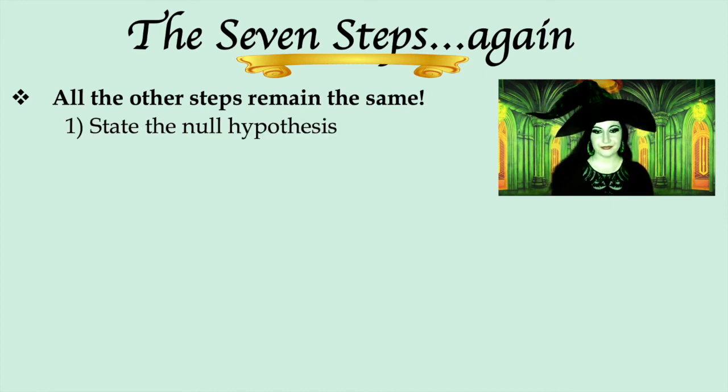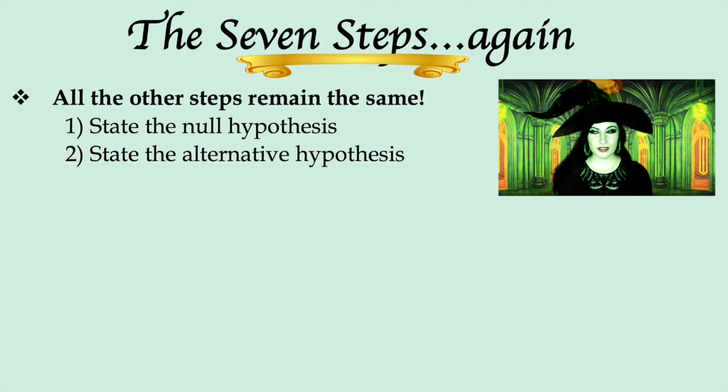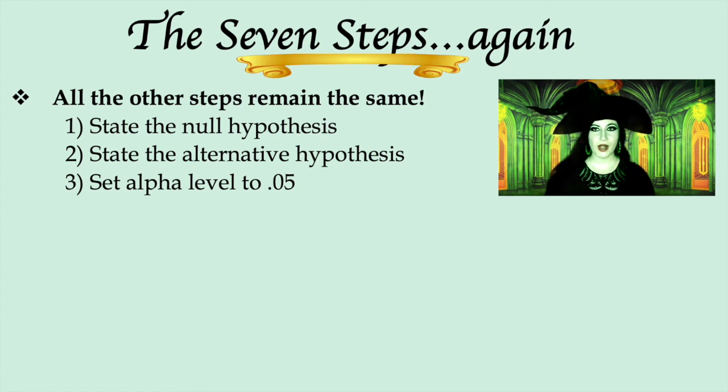So once you've identified if your design is independent or dependent, the rest of the 7 steps stay the same. The first step is to state the null hypothesis. Remember, the null hypothesis says that there are no differences between the sample of mean 1 and the sample of mean 2. The alternative hypothesis, which is step 2, says the exact opposite. So my alternative hypothesis would be that there are significant differences between the measure of sample 1 and the measure of sample 2.